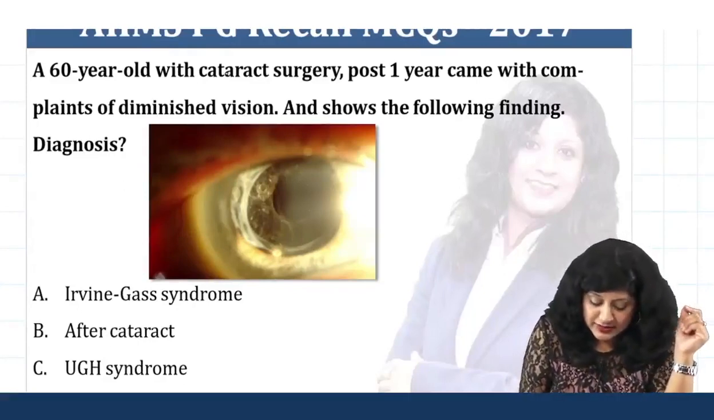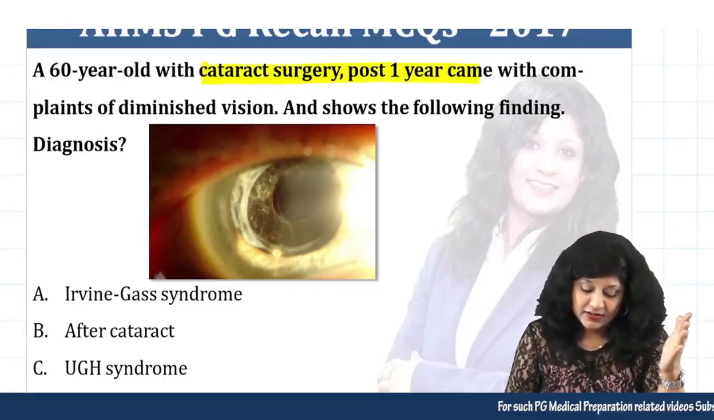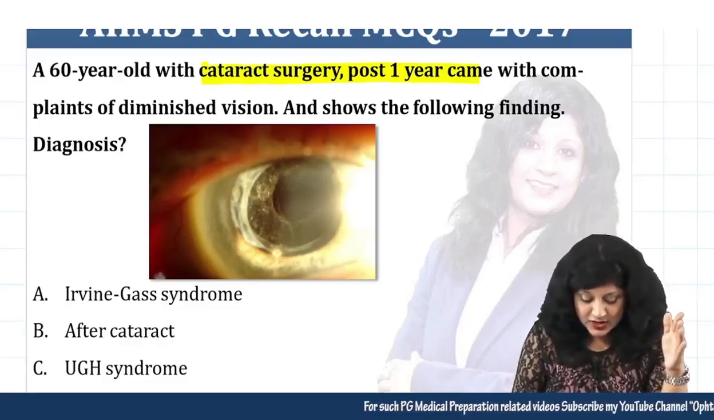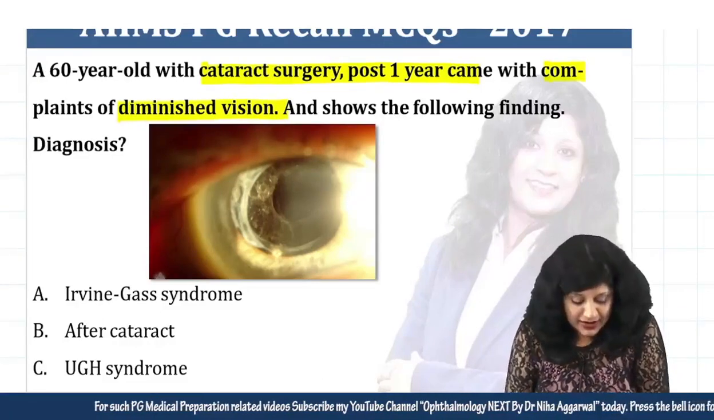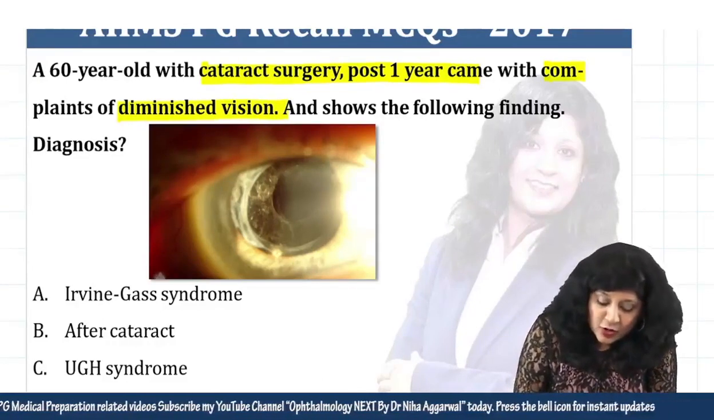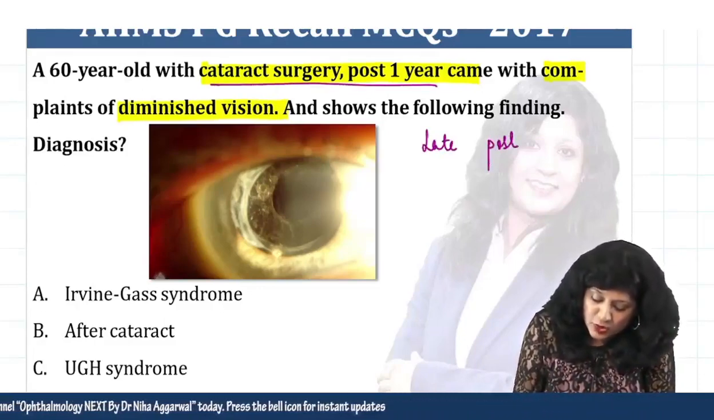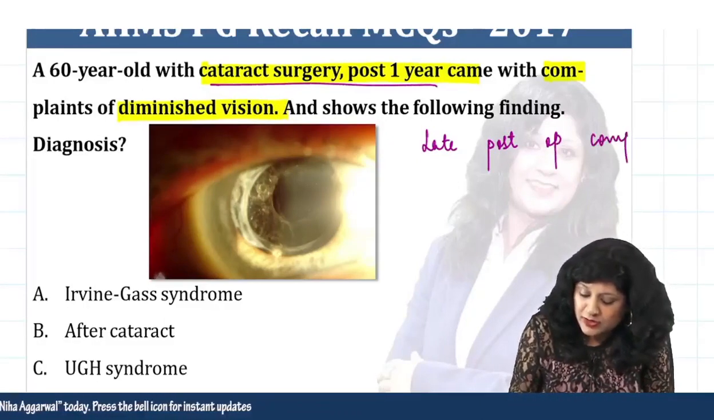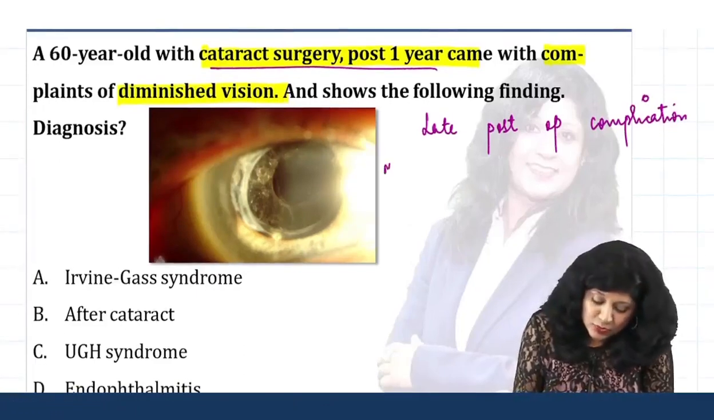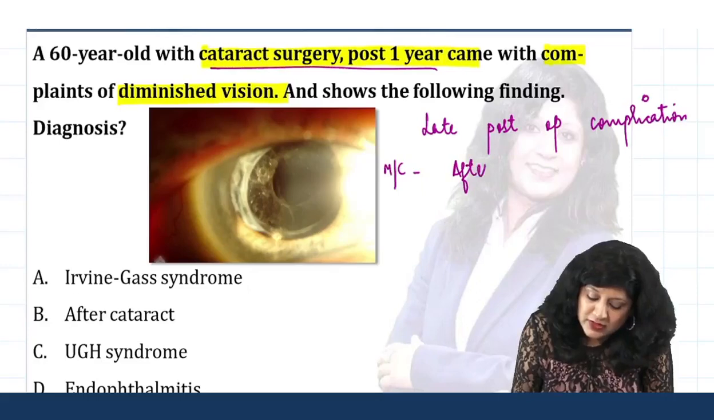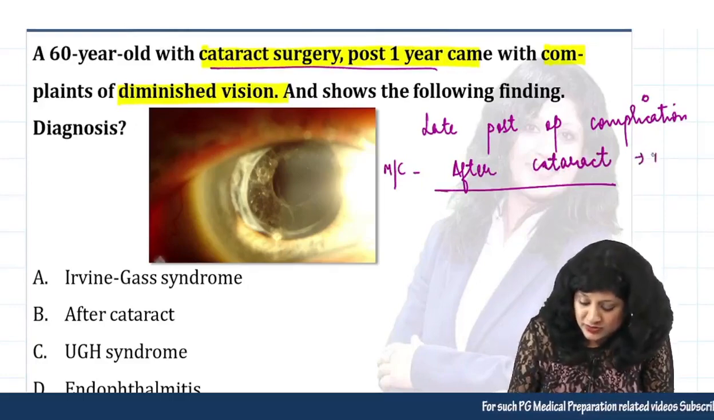Next question, a 60-year-old male, they have not given old patient, you can take a 60-year-old patient with a cataract surgery post 1 year. So, a 60-year male has come up after 1 year of the cataract surgery, and again he is complaining of diminution of vision, and they have also given you the image. What is the diagnosis? Now, when they are talking about the cataract surgery 1 year back, that means they are talking about the late post-operative complication of the cataract surgery, and the most common there is the after cataract, also called the secondary cataract, that can also present with the diminution of vision.